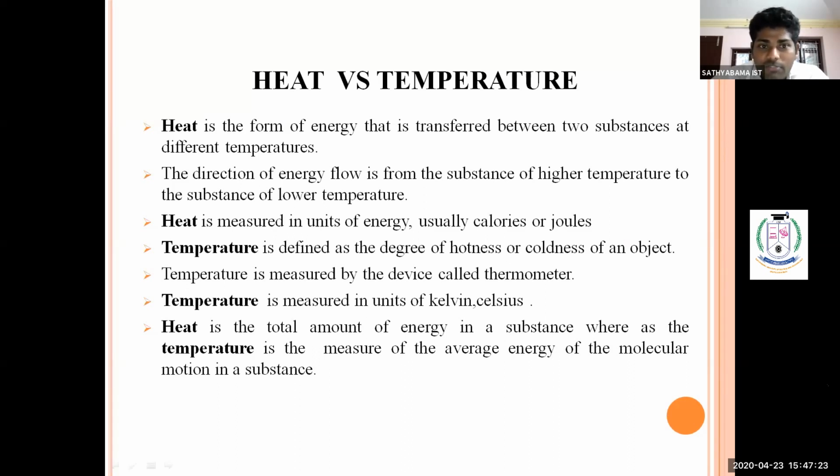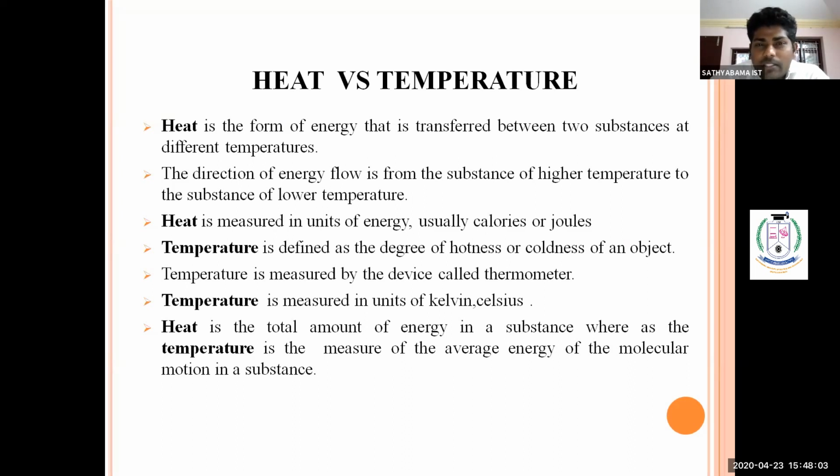So heat is a form of energy that is transferred between two substances at different temperatures. Next point, the direction of energy flow is from the substance of higher temperature to the substance of lower temperature. That I explained before. The direction of flow is always from higher temperature to lower temperature. If you want to supply heat from lower temperature to higher temperature, we need some external force. Heat is measured in units of energy, usually in calories or joules.